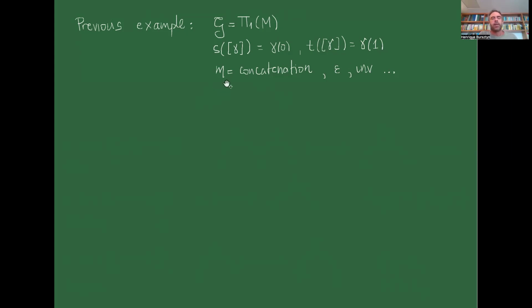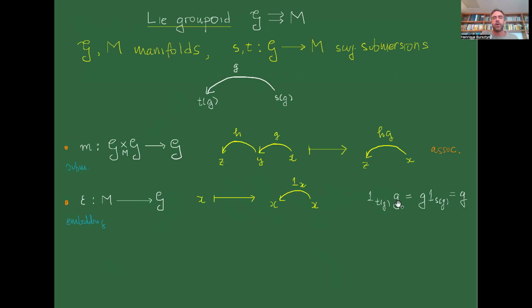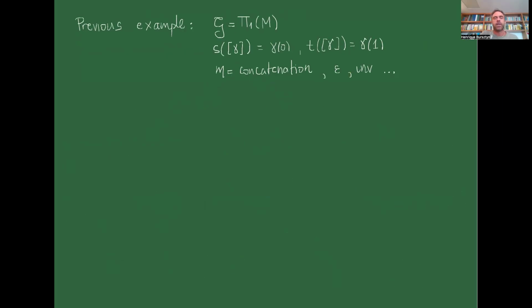Okay. And the composition condition is that, therefore, this guy here is given by the pair of paths, so that the initial point of one matches the end point of the other. And in that case, I can just concatenate them, and that's my partial multiplication.